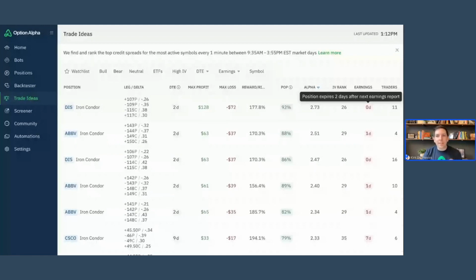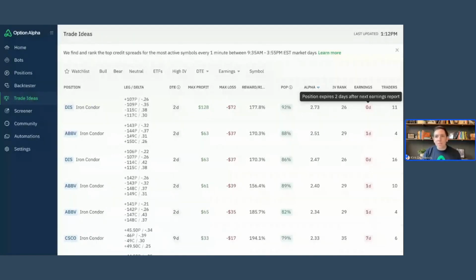So for example, Disney announces earnings today. This position that I'm looking at is expiring in 2 days, which means that it's expiring after the earnings are reported. So does that mean that it's a 100% bad trade and you should not take that trade? Absolutely not. We just made these red so that you know intuitively, just visually looking here, that this trade is going to transcend that actual earnings announcement.